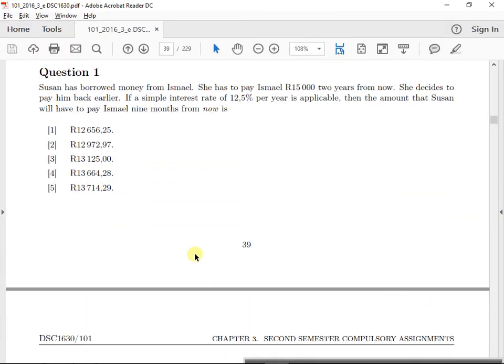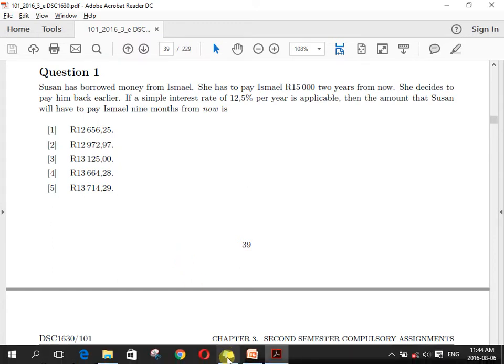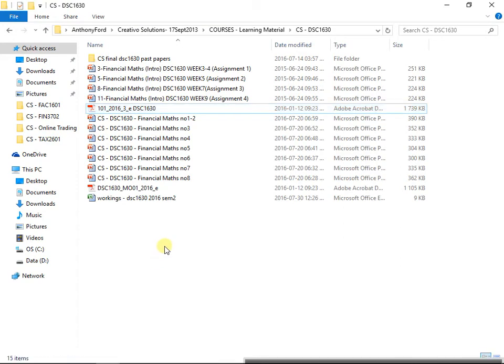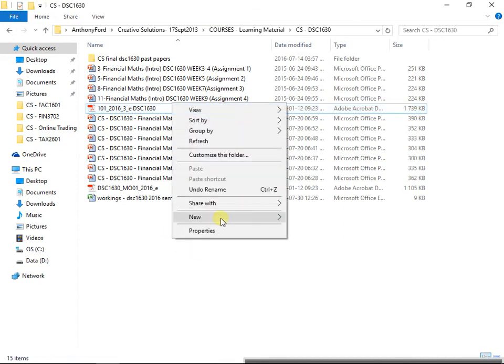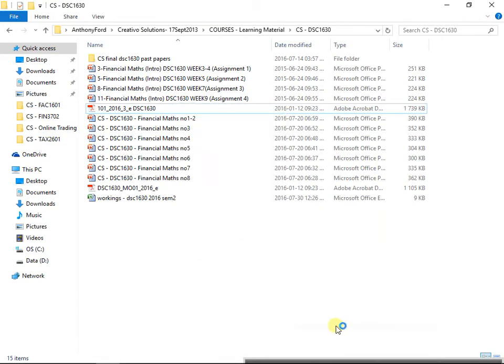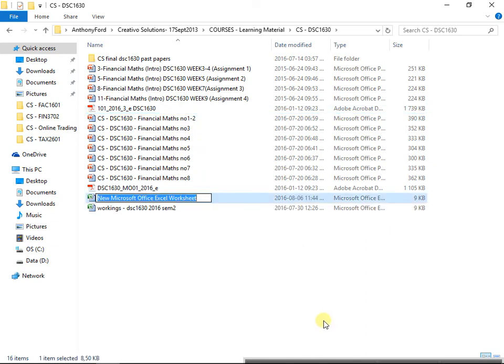All right. Question 1 is focusing on what? Simple interest or compound interest? Correct. If you see simple interest, I need a formula. Do you agree? Okay, and the formulas will be in your notes, so we can use that, or you can just remember it offhand. Okay, so I just want to put assignment 1 here, so I can send this to you. DSC 1630, semester 2, 2016.